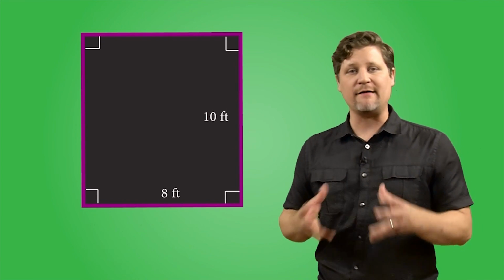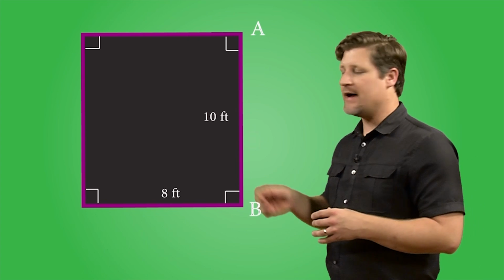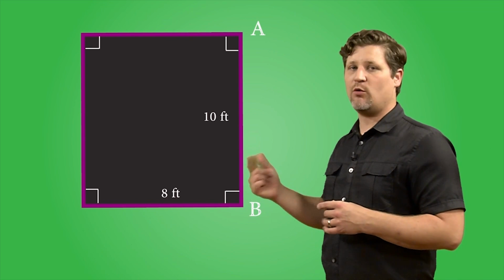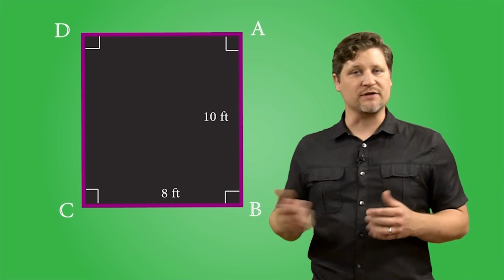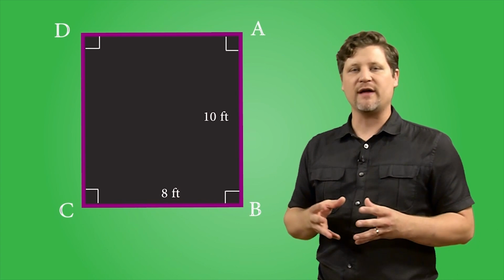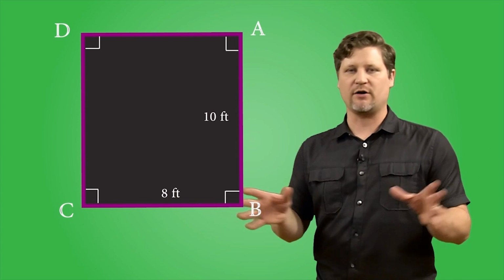Okay, so that's fine for finding the perimeter, but what if you wanted to find out how much space you have in your bedroom? We figure this out by finding the area of the shape. So here's your bedroom. It measures 10 feet on one side and 8 feet on the other side. And side AB is equal to side DC, and side BC is equal to side AD. And the whole thing is a perfect rectangle with 90-degree right angles.